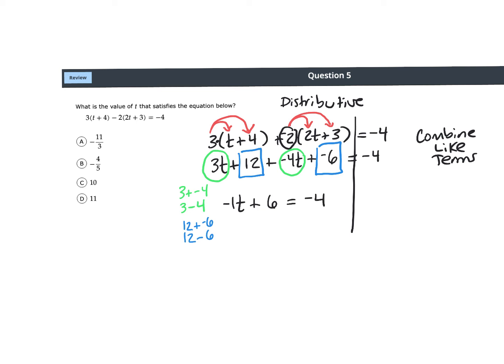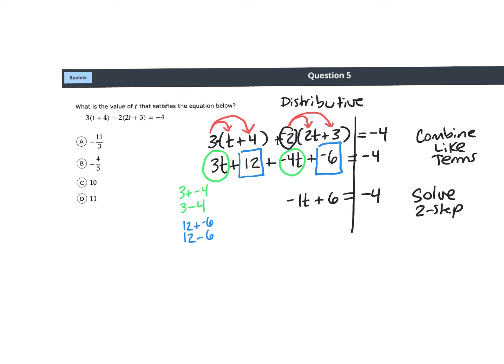Now, I've messed this up a little bit by putting my 4 on the wrong side, so I'm going to move everybody over. -1t plus 6 equals -4. That way I have it on the correct side. Now you're going to solve your two-step equation.